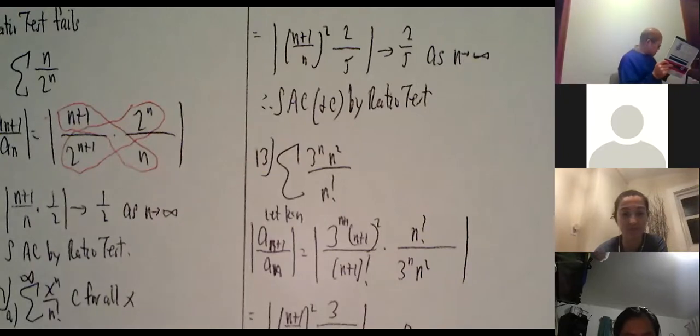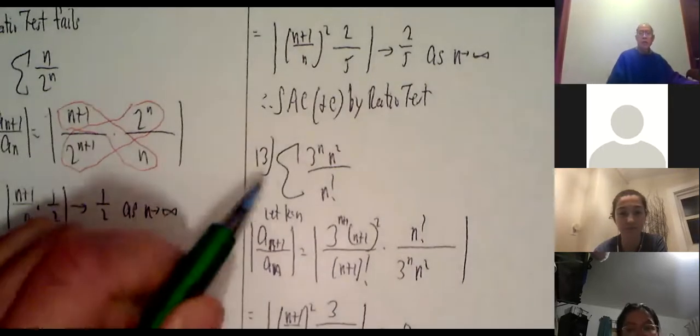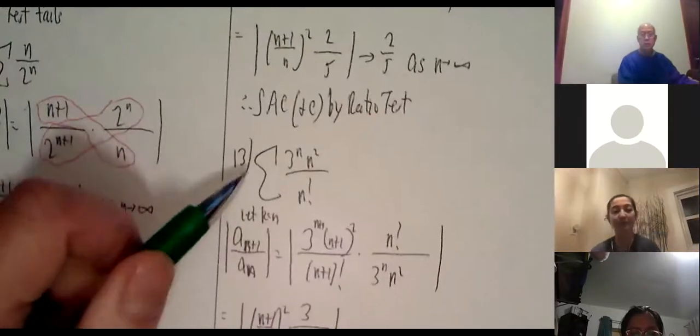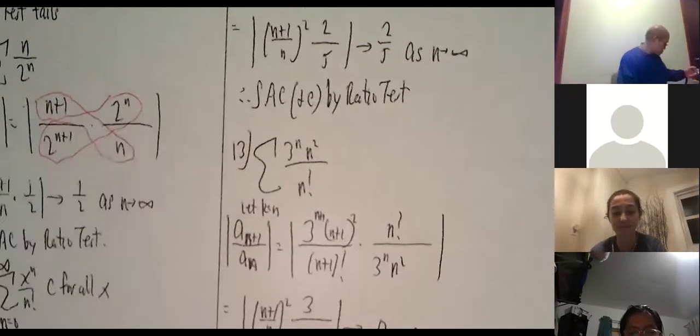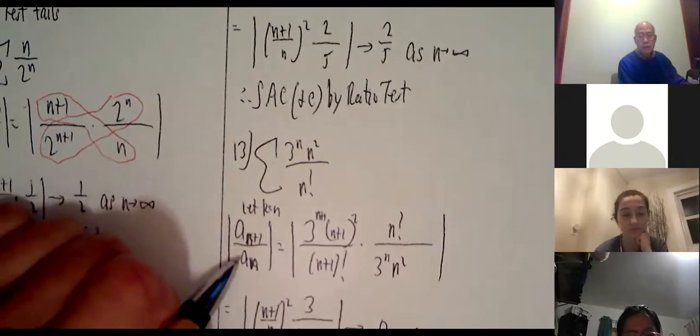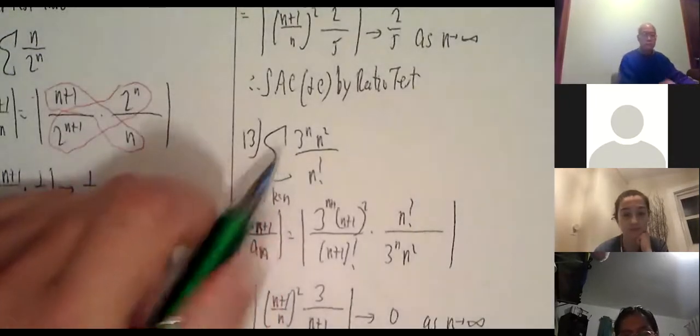Okay, 13 does match, but I notice a lot of the others don't. So again, maybe after this one, I'll just write it out, work them out for you. Okay, 13, 3 to the n squared over n factorial. So that again looks like a good ratio test. Okay, so a sub n plus 1 over a sub n, in absolute value. These are all positive anyway.